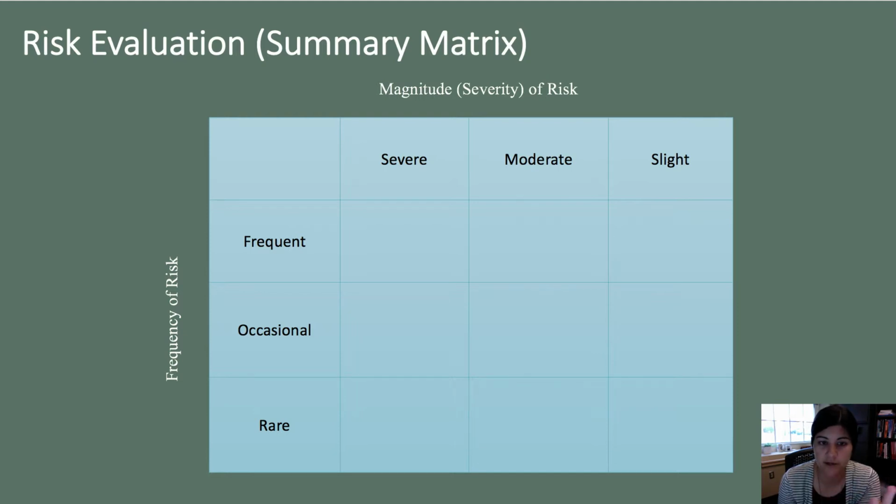Because of course we want to start with the severe risks that are happening most frequently, and then those risks that are slight and only happening rarely aren't something that we need to prioritize. Maybe that's something we can wait until next year to address, right? So this summary matrix gives us the ability to, one, organize those risks once we've evaluated them, and then from there prioritize on our actual treatment methods.